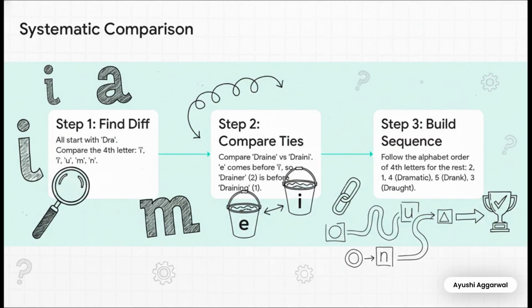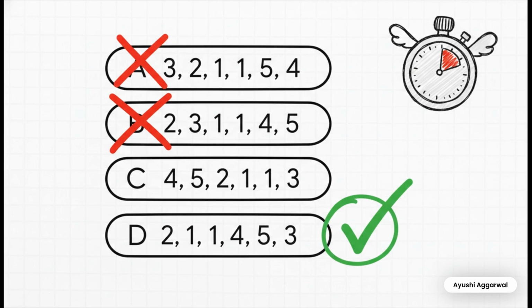Since they all start with dra, the real competition begins at the 4th letter. Let's see what we've got. K, I, U, and M. Alphabetically, K in drank is the winner, so word number 5 is our starting point. Next up, we have a tie between 2 words with I, drainer and draining. To break the tie, we just look at the next letter. E versus I. Well, E comes before I, so drainer, number 2, has to come before draining, number 1. From there, it's easy. We just place the rest based on their 4th letters. M for dramatic, and finally U for draft. It's a clear, step-by-step process. So the correct sequence ends up being 5, 2, 1, 4, 3, which is option D.